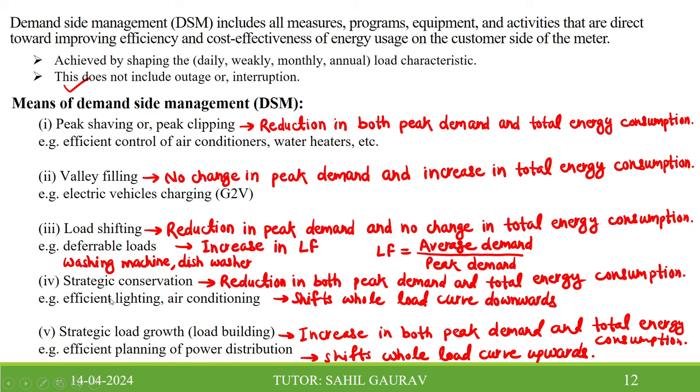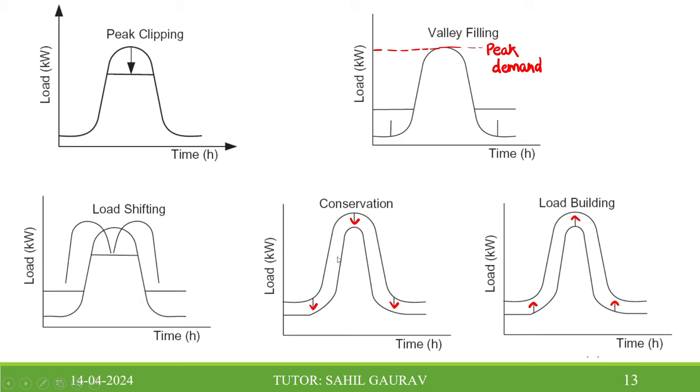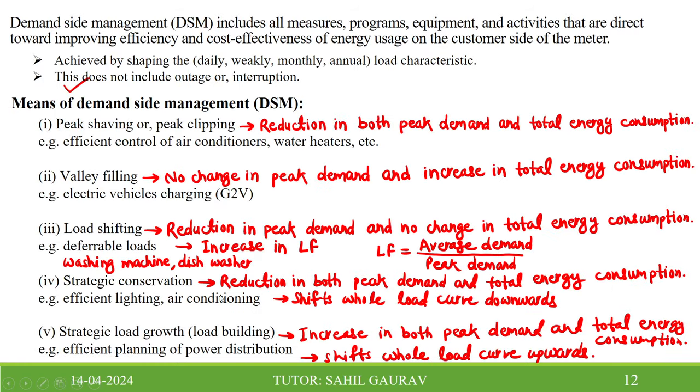Now fourth is strategic conservation. In strategic conservation, you are lowering the whole load curve. So there is a reduction in both peak demand and total energy consumption, and it shifts the whole load curve downwards. An example for this strategic conservation is efficient lighting and air conditioning.